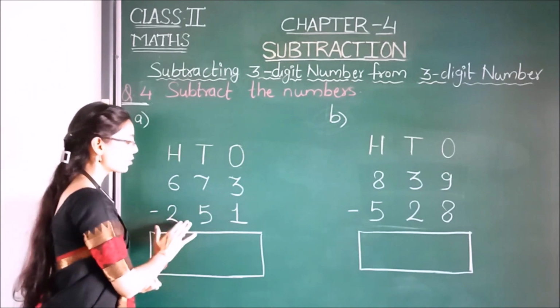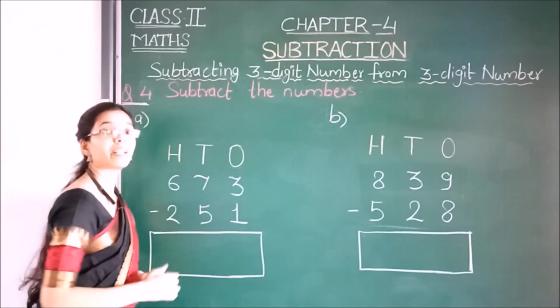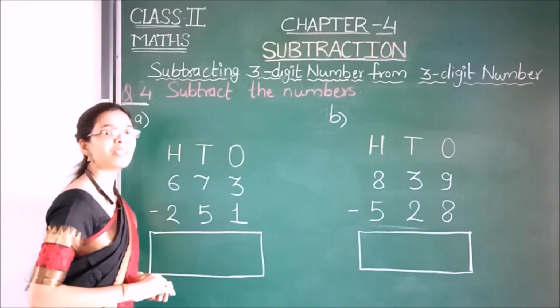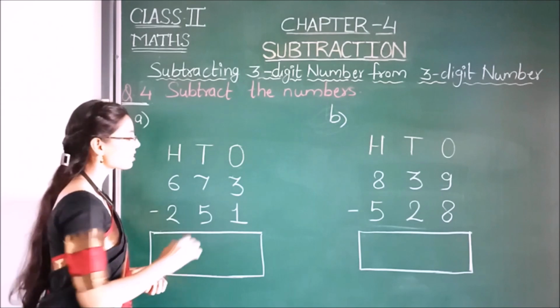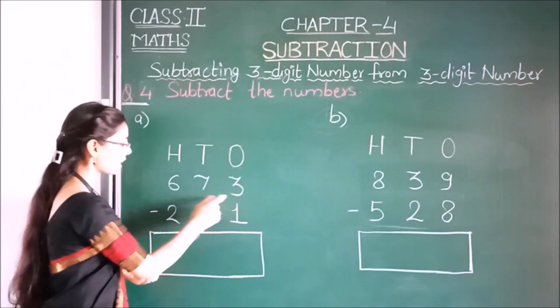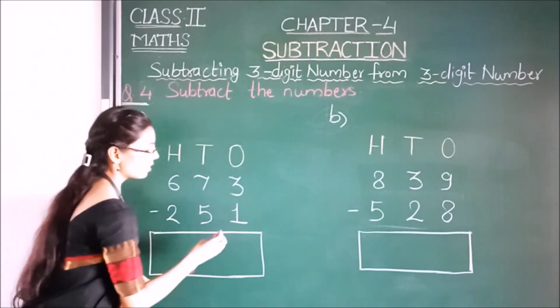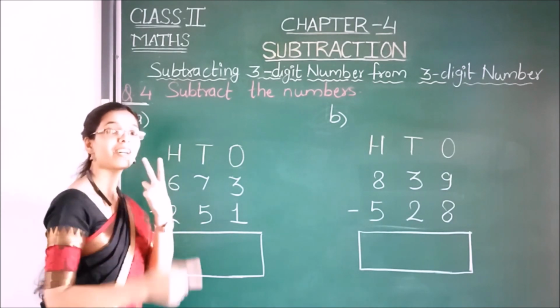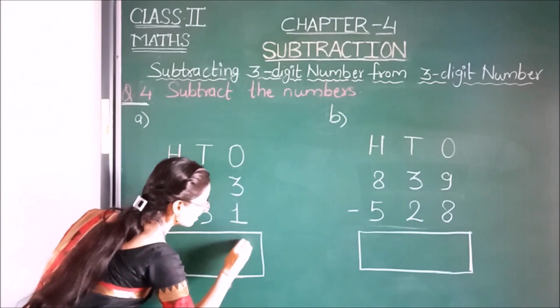673 minus 251. Again we will start from the ones place. Subtract the ones first. Which number is here? 3. 3 minus 1. How many fingers are there? 2. So write it here.